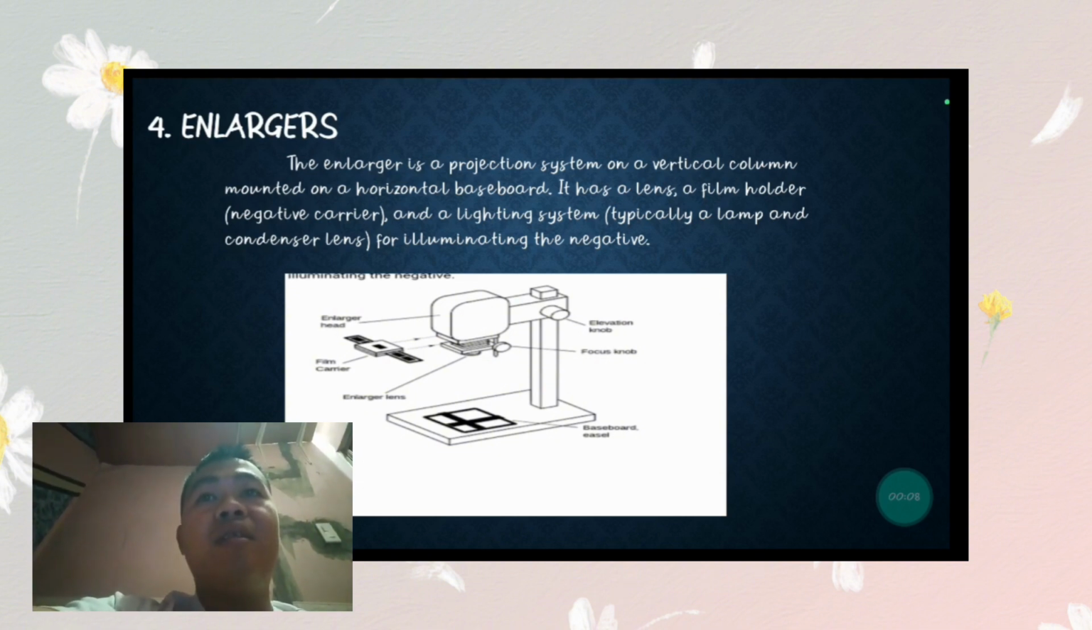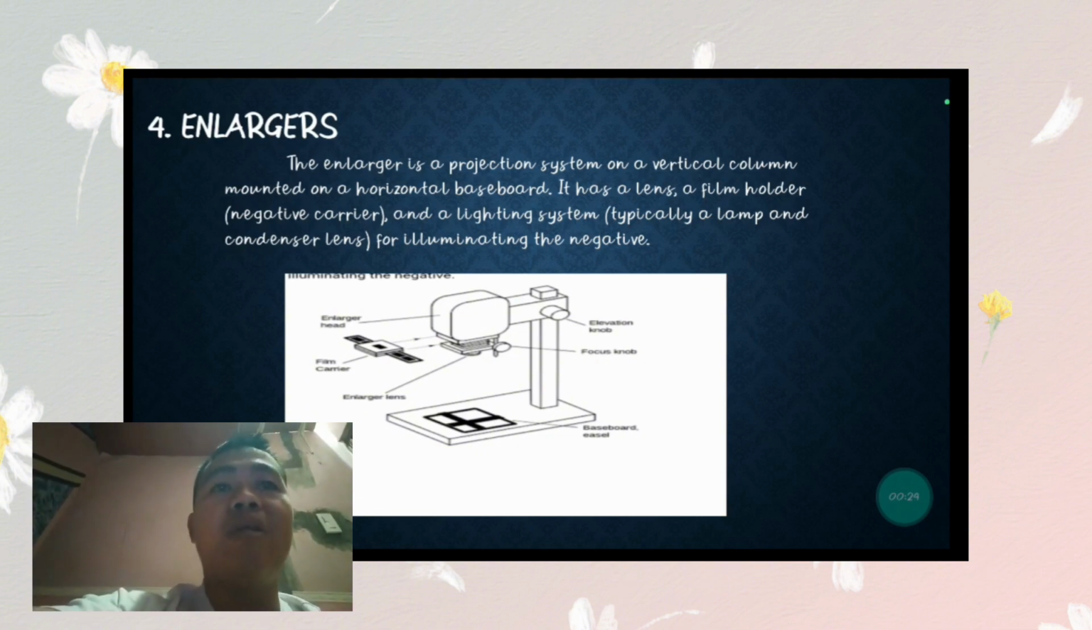Enlargers. Negatives usually are enlarged to prints of the desired final size. The enlarger is a projection system on a vertical column mounted on a horizontal baseboard. Enlarger, also called projection printer in photography. This device is for producing a photographic print or negative larger than the original negative or transparency.